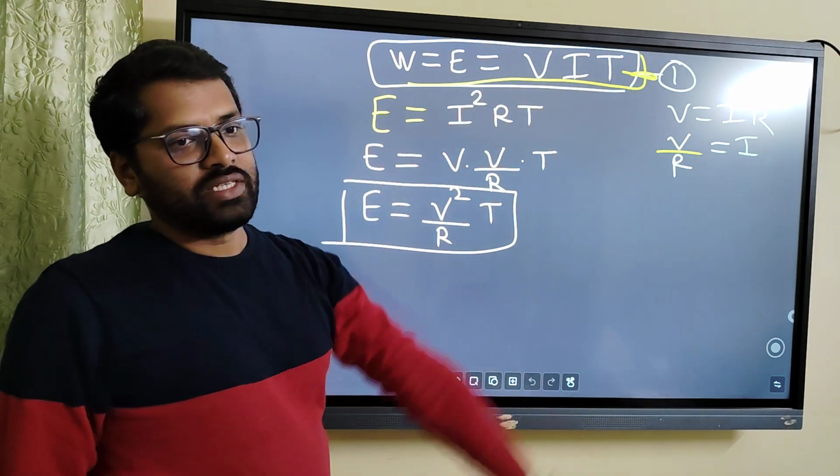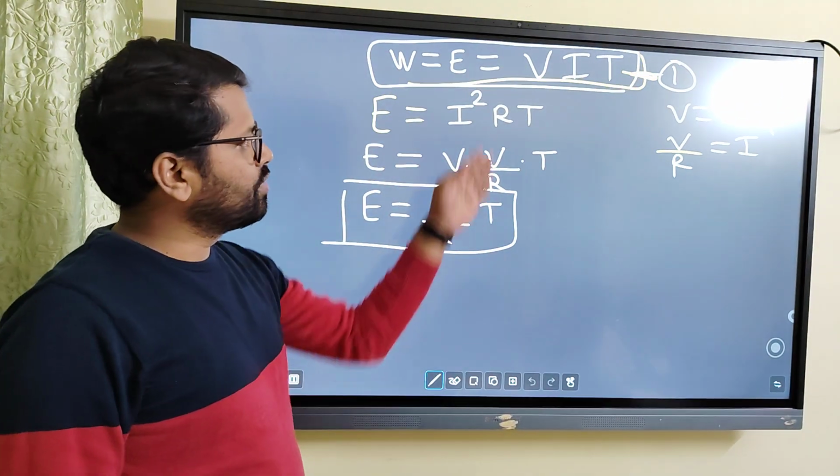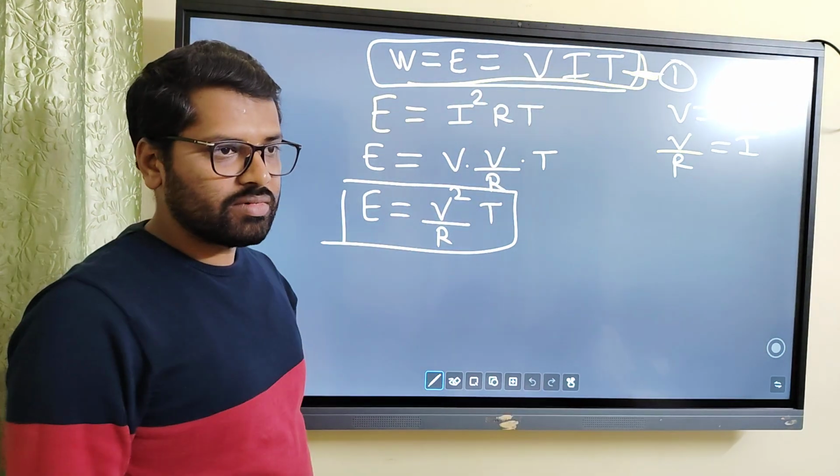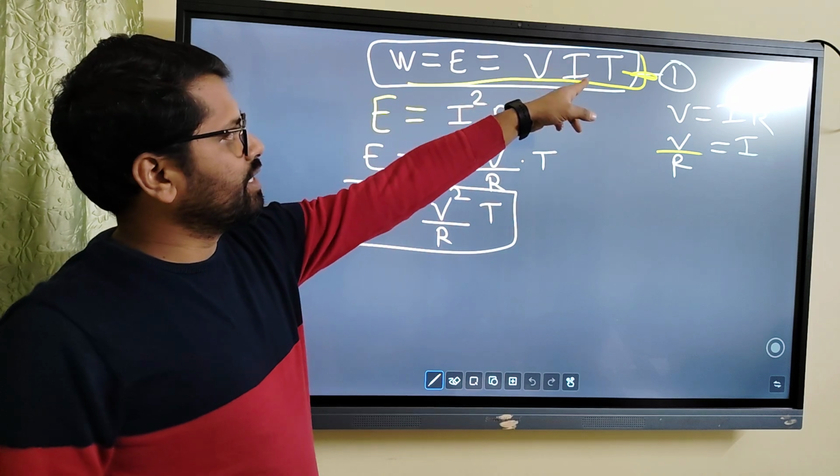Remember this, remove T in case of power. Power is what? Energy by time. So if you remove time, it will be power. Understood? So this work or energy is VIT.